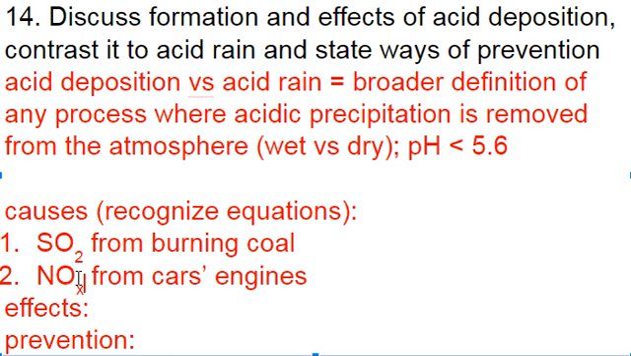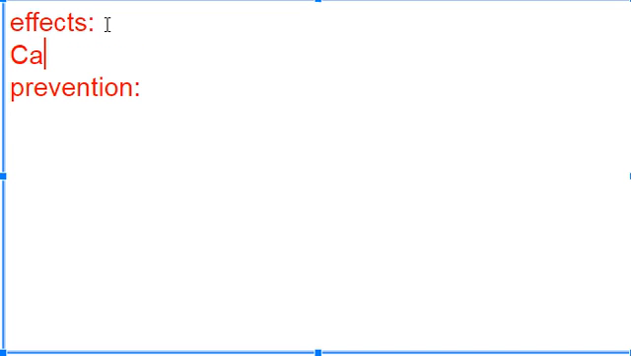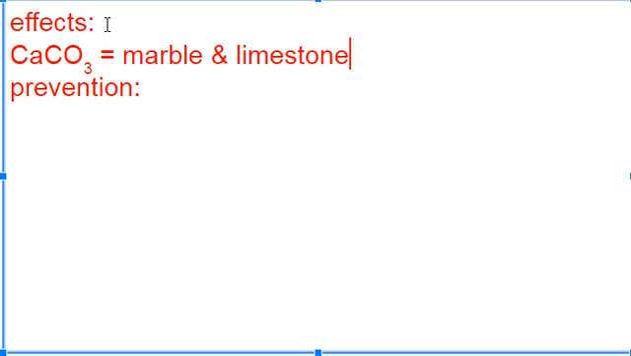So then what are the effects of it? Well, let me just cut this and go to a new slide so we have some room for things here. There's all kinds of effects. There's effects specifically on CaCO3, which is calcium carbonate, but it's found in marble and in limestone. So both in natural formations and in a lot of buildings and statues, etc.